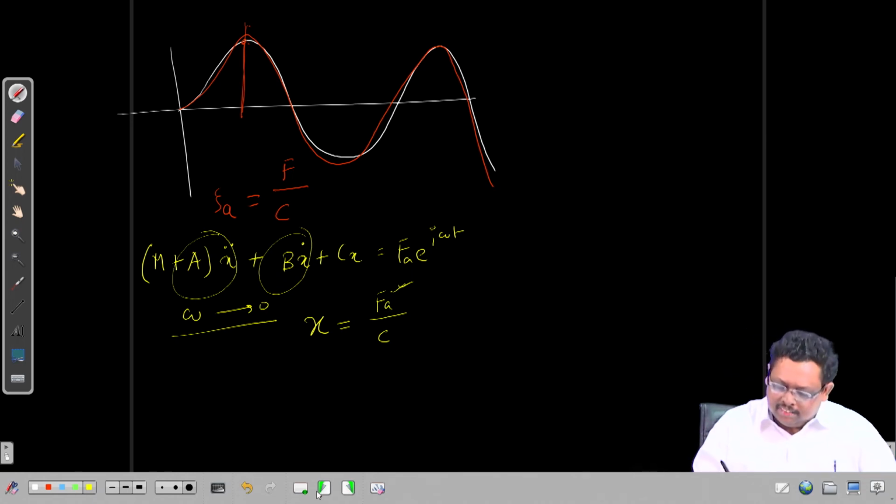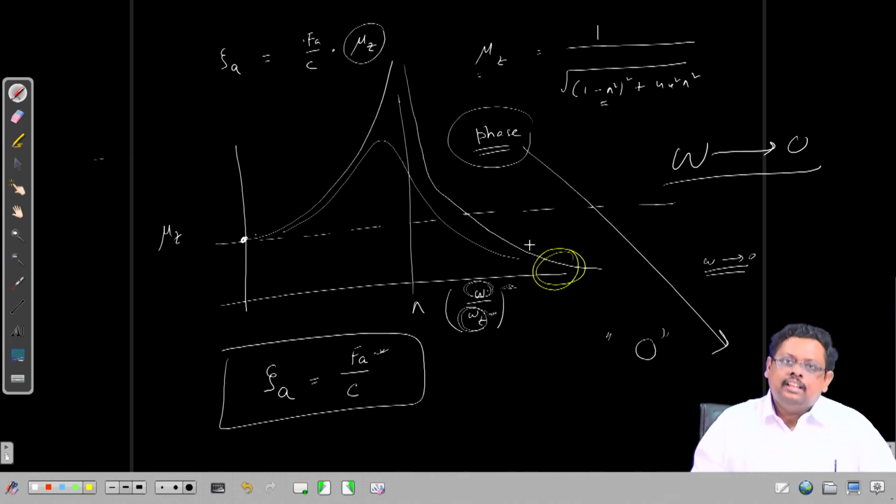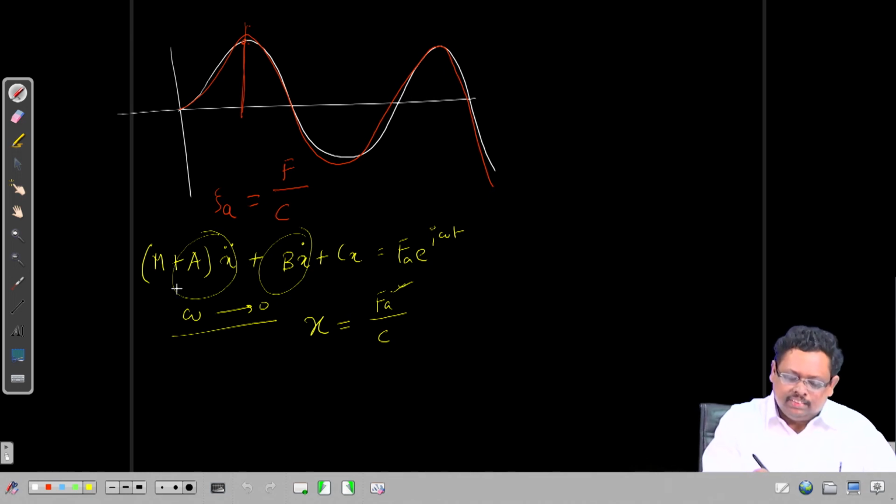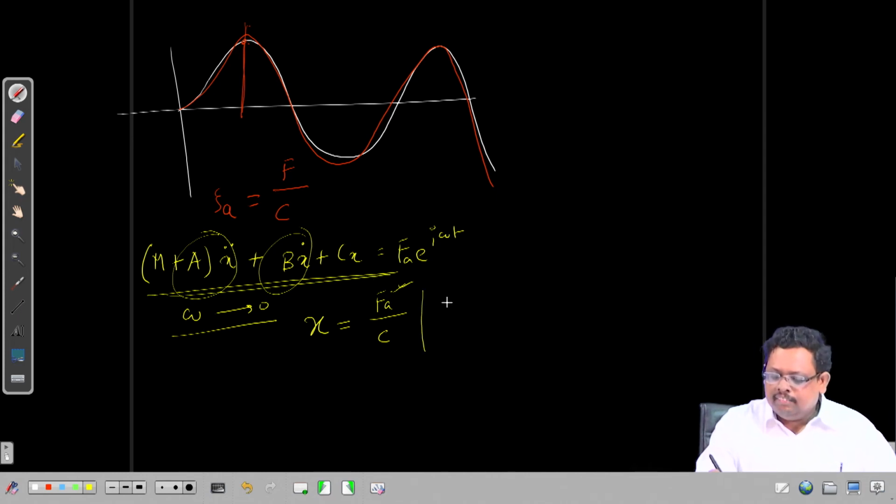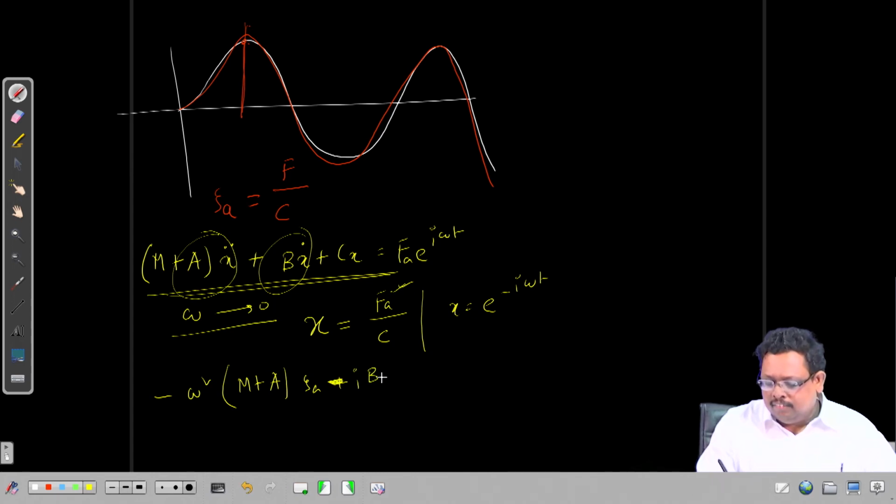Similarly, if you go to the other side, when omega tends to infinity, that is the very high frequency region, at that time also the response is very small, right. And from this equation, if you write x equal to e to the power minus i omega t and apply it, what you get is minus omega square into (m plus a) into xi a, minus i b omega into xi a, plus c into xi a is equal to f a into e to the power minus i omega t.